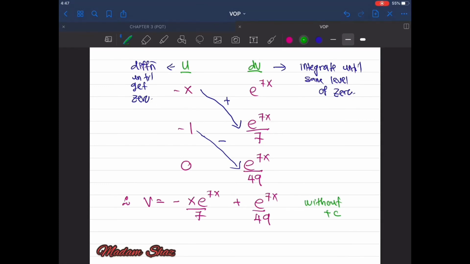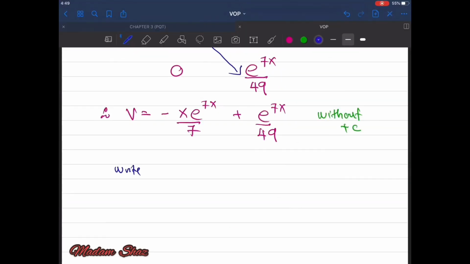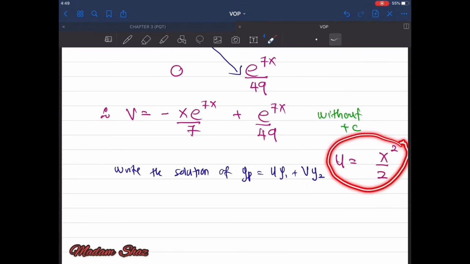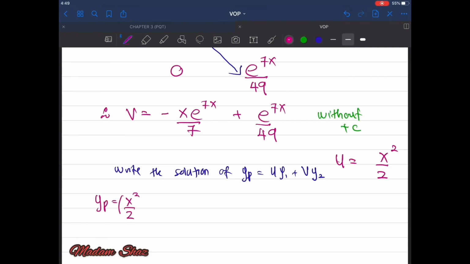So now you have obtained the value for u and v. So we can write the solution of yp is equal to uy1 plus vy2. So substitute back our u multiply with y1 plus v multiply with y2. So this is the value for u. So yp is equal to x squared over 2 multiply with y1.